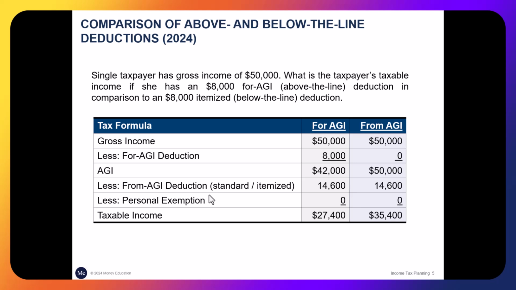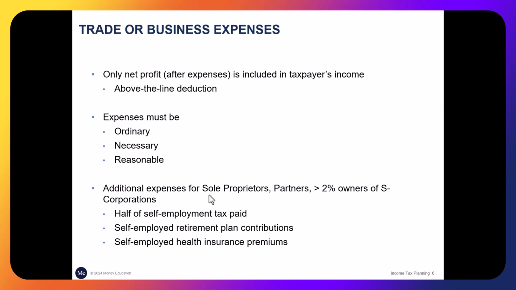Now, let's just say they have $8,000 of itemized deductions below the line. Well, itemized has to be more than the standard deduction. They have $8,000 in itemized deductions, but the standard is $14,600. So you really don't get anything for that $8,000. You're just going to take the standard. So you would end up with $35,400 in taxable income because the standard was the same on both. A lot of people aren't itemizing, and we'll talk about what counts as itemizing.